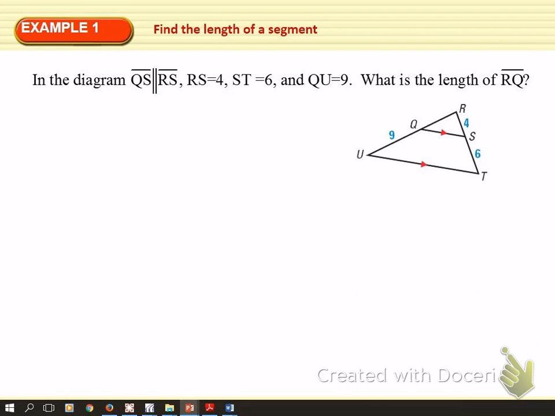Okay? How to use it? We'll take a look at this diagram. In this diagram, QS and UT are parallel. We have those measurements there. Go find RQ. So what I would challenge you to do is to write a proportion. Take a second, write a proportion, then you can start the video back up and we can talk a little bit about it.